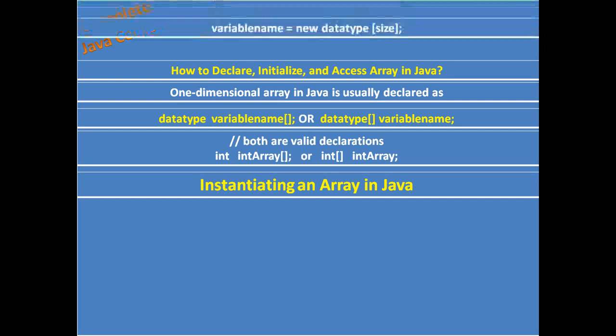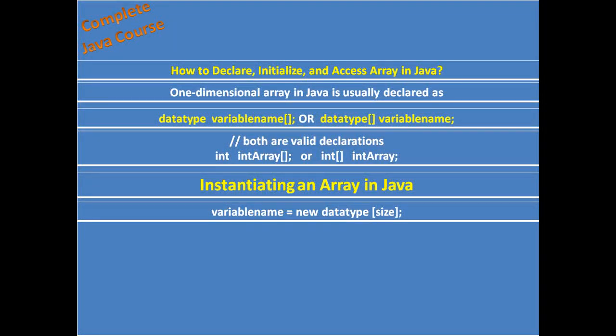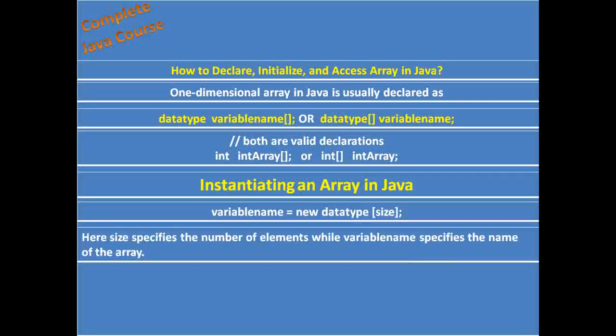Instantiating an array in Java. Variable name equal to new data type, then specify the size. The variable name which we defined at the time of the declaration, then the equal sign, then the new keyword, then the data type, meaning int, float, double, and in the square brackets we define the size. Here size specifies the number of elements while variable specifies the name of the array.